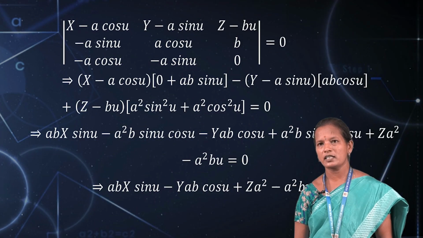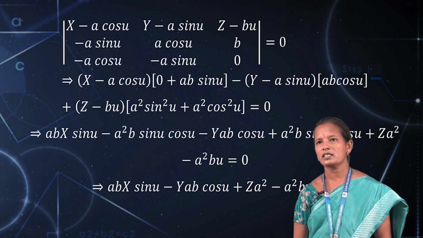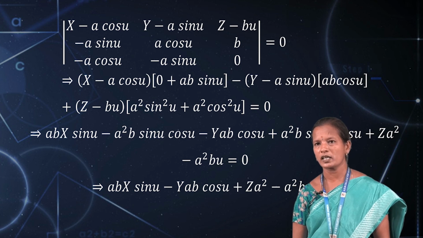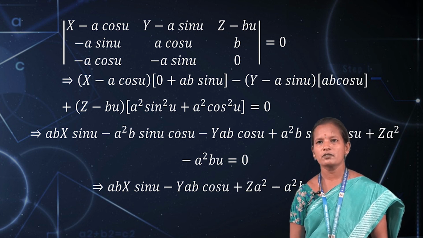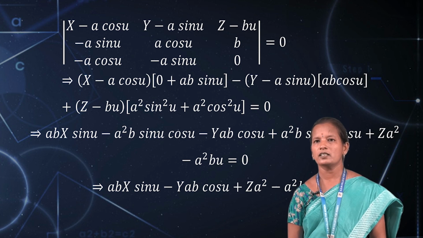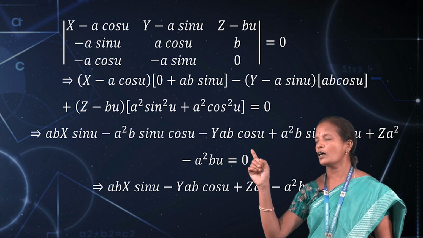We are applying the values: small x is a cos u, small y is a sin u and small z equal to b u. x dot is minus a sin u, y dot equal to a cos u, z dot equal to b, and x double dot is minus a cos u, y double dot is minus a sin u, z double dot is equal to 0. Applying the determinant, we get it equal to 0. We expand the determinant row wise.